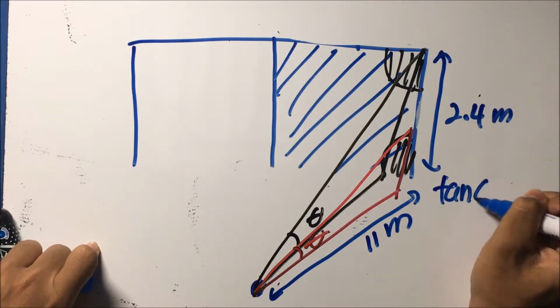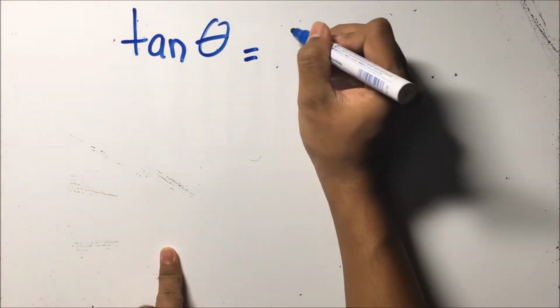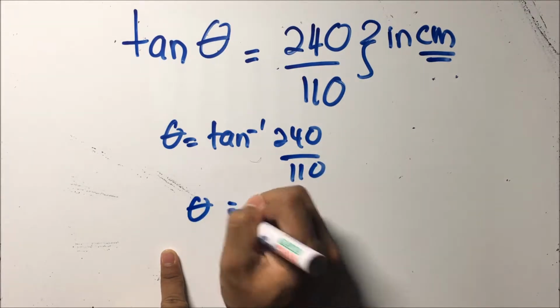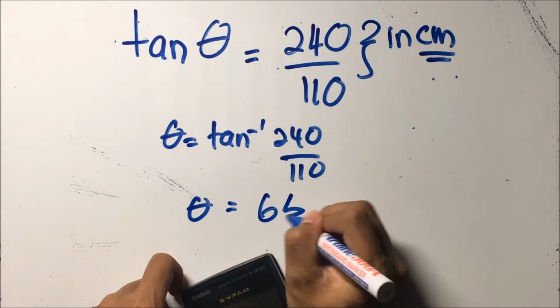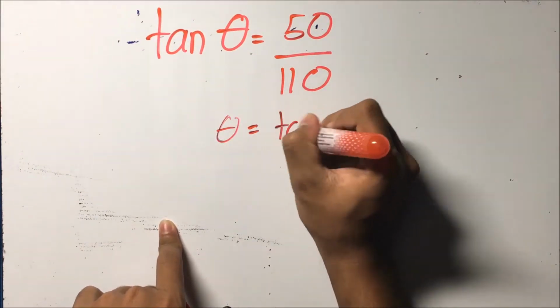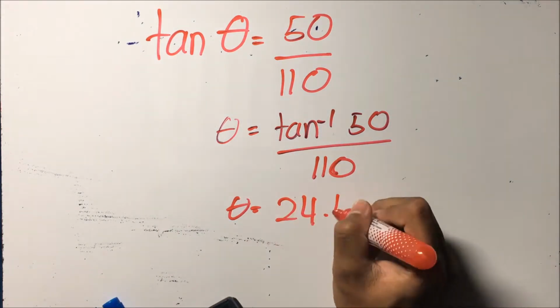So, by using the formula tangent theta equals the height of the goalpost divided by the distance between the penalty spot, you can get the angle for you to shoot the ball. And there's the angle.